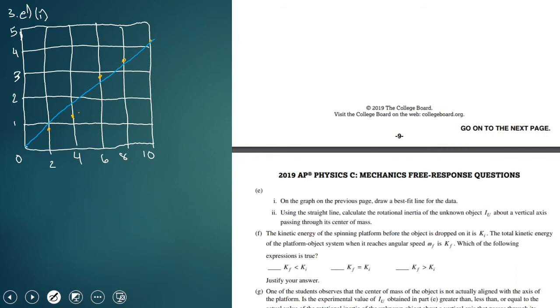Now there is a concept that you would learn in statistics called residuals, which is essentially the distance between each point and the line of best fit. You want to minimize the sum of all the residuals. You want to get the line that's best so that each point is as close as it can be overall to the line. So we drew our line of best fit, and it says using the straight line, calculate the rotational inertia I_U about a vertical axis as we're given.